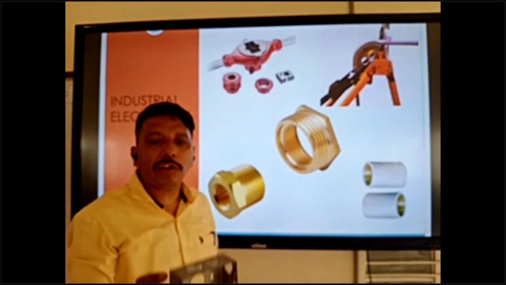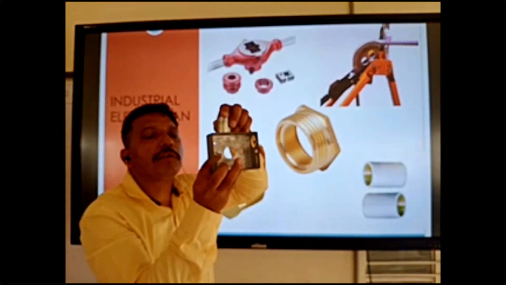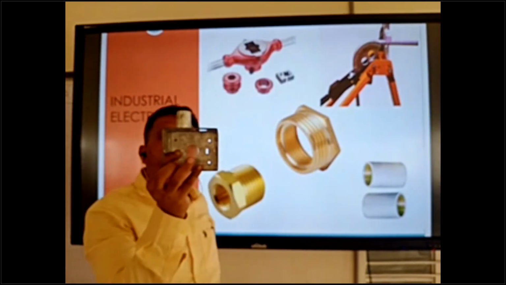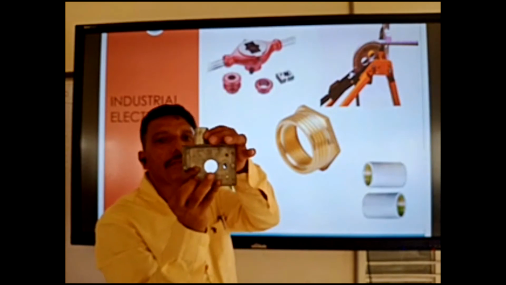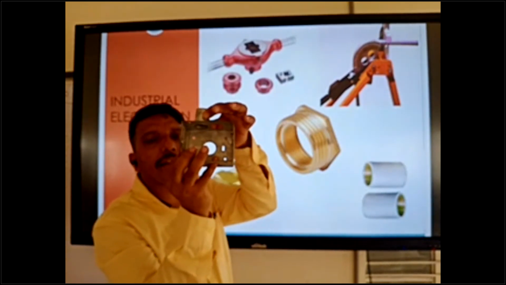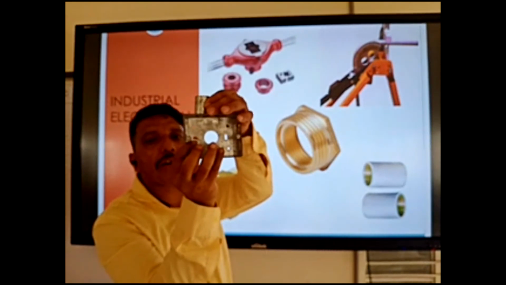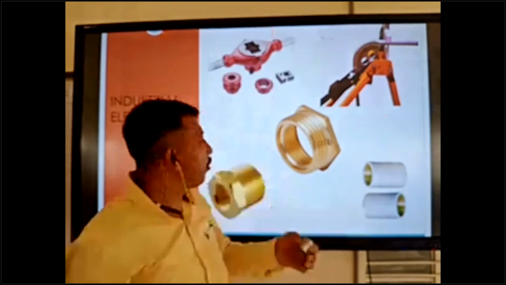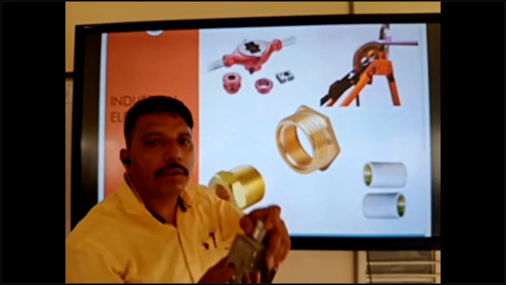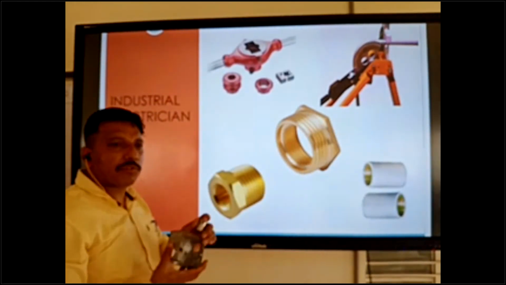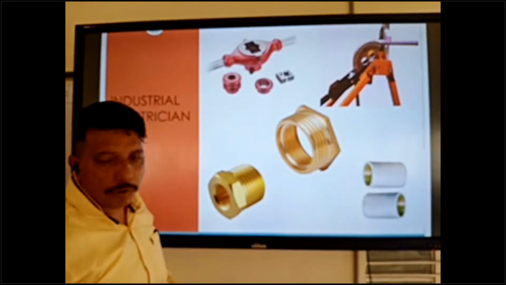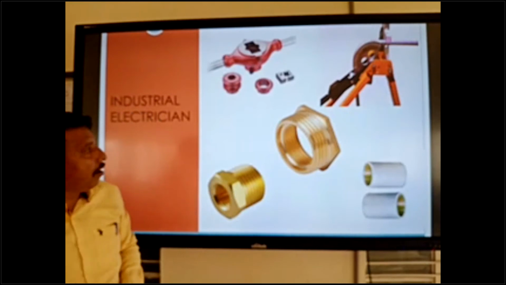So the male bush we can use to join the pipe to the switch box or GI box. If you make a joint in a GI box, 3 by 3 or 3 by 6 GI box, with pipe or conduit GI pipe, that time we can use the male bush and threading coupler. We use the male bush at those times. Okay. So you can see it clearly in this image.